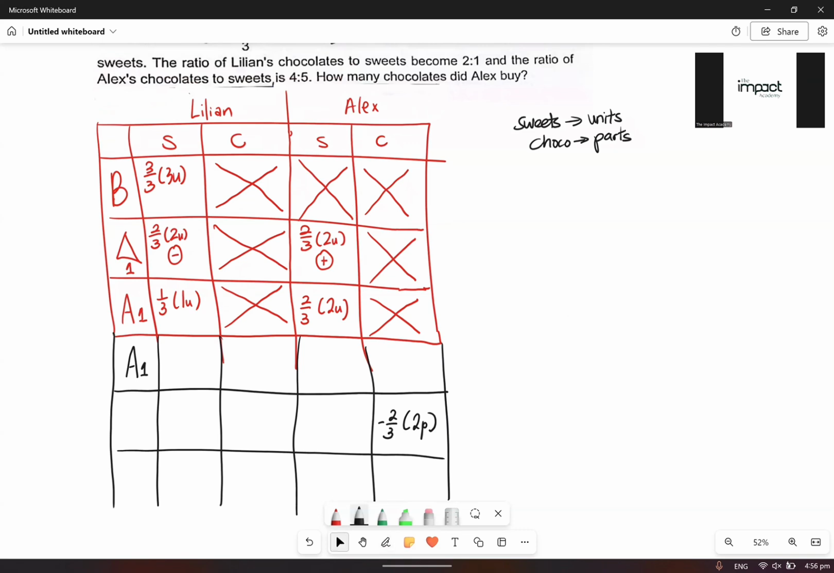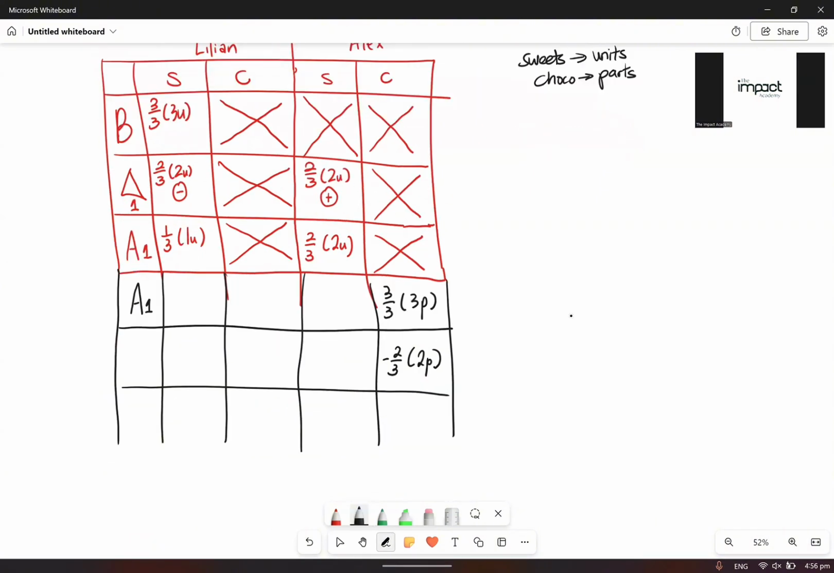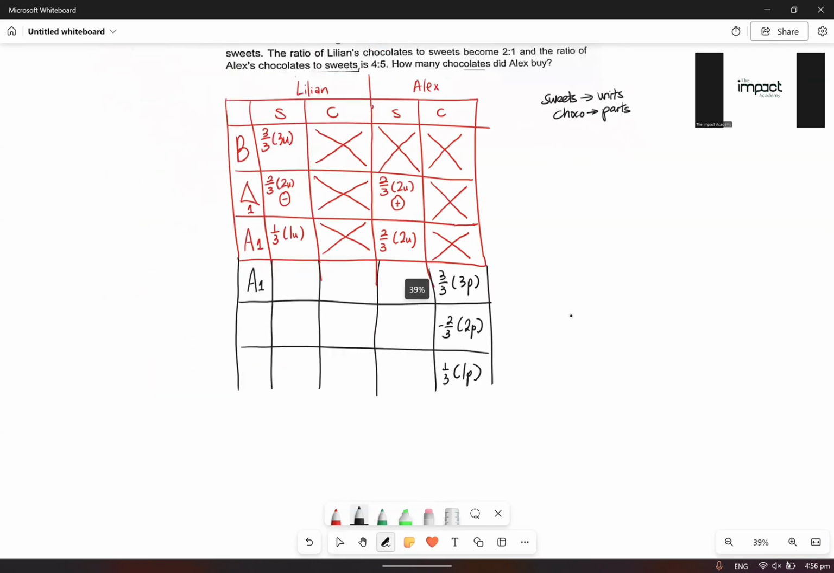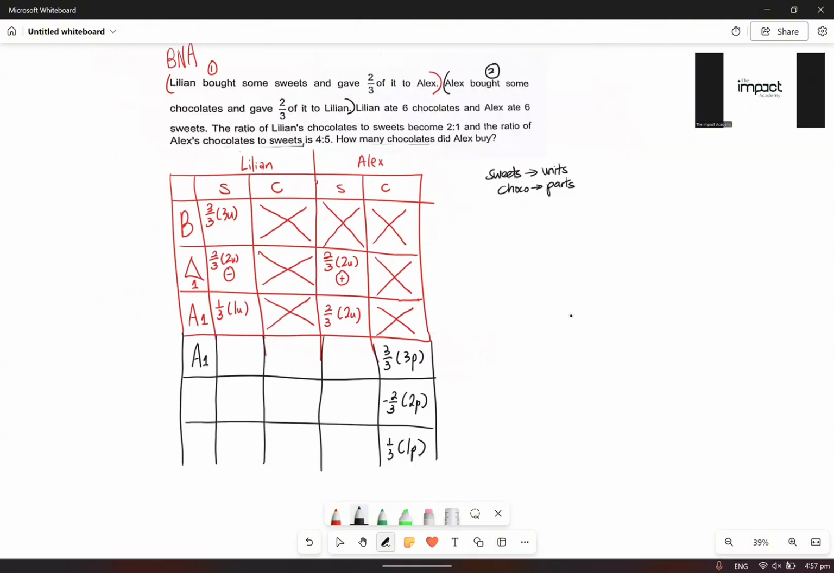This minus 2/3 I will just put 2 parts. That means to say he bought how many? 3 parts of chocolate. 3 parts means 3 groups of chocolate. Can? And then after that, he's left with 1/3, which is 1 part of chocolate. Do you understand or don't understand?